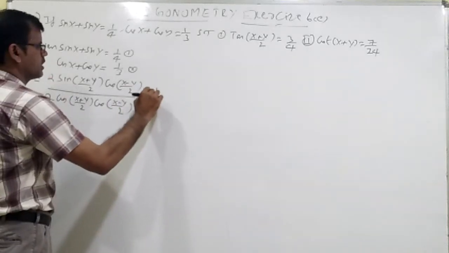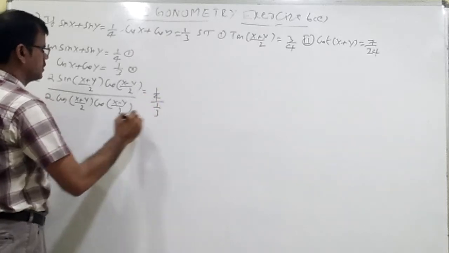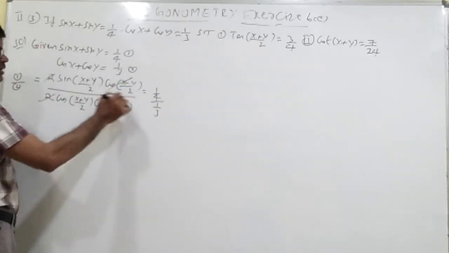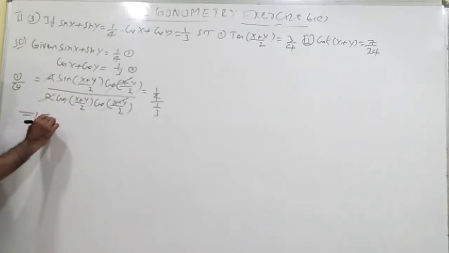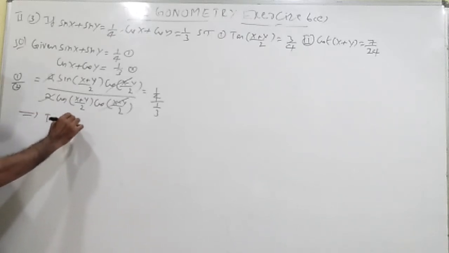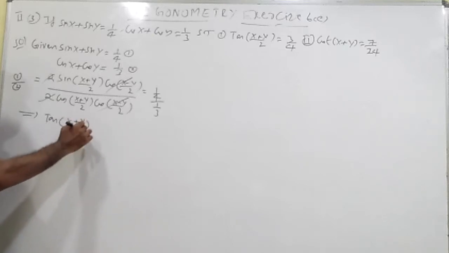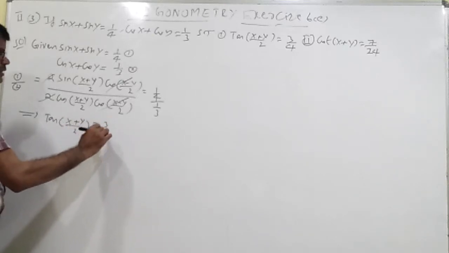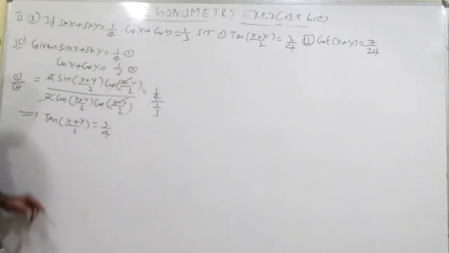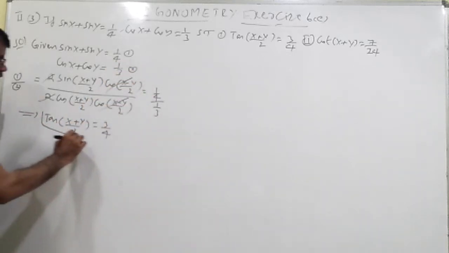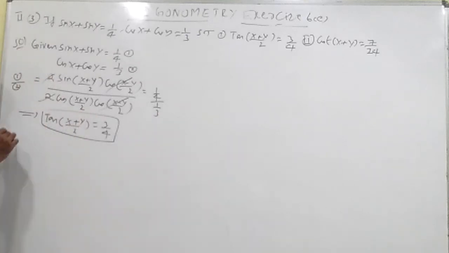Here you can write 1 by 4 by 1 by 3. The 2 gets cancelled, and the cos of (x minus y) by 2 term also gets cancelled. So sin of (x plus y) by 2 by cos of (x plus y) by 2 becomes tan of (x plus y) by 2, which is equal to, with the 3 reversed, 3 by 4. Now we got tan of (x plus y) by 2.